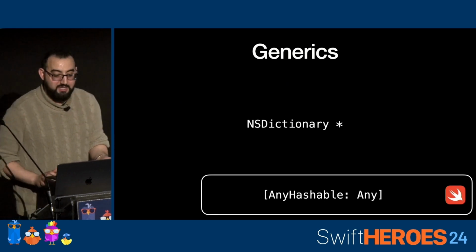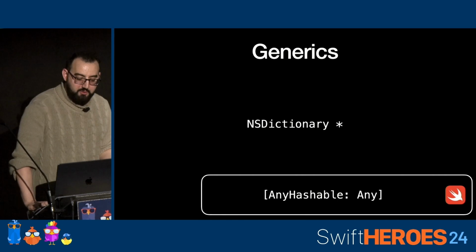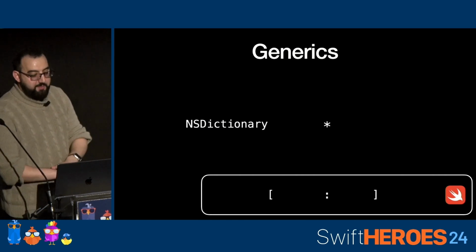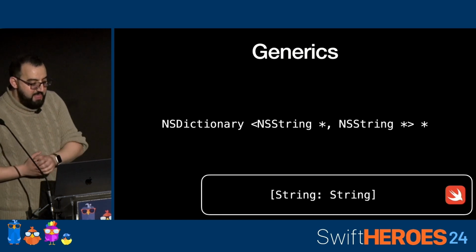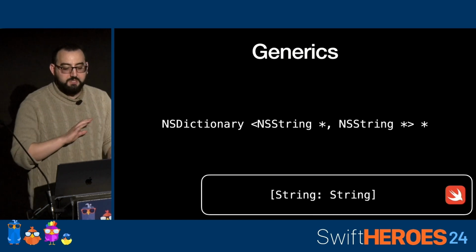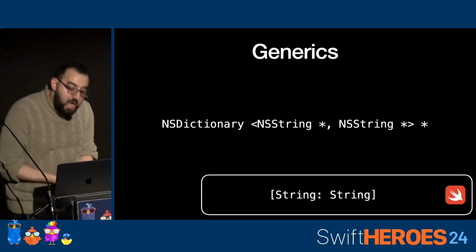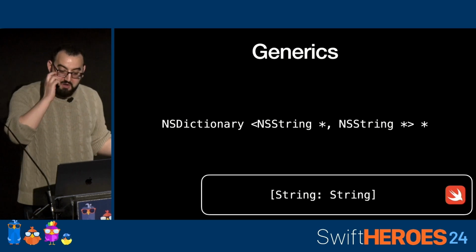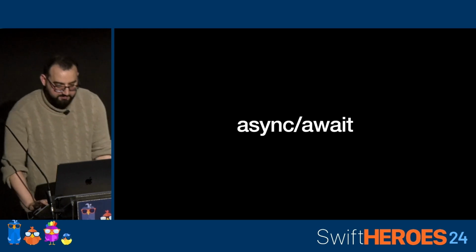Same thing with generics in Objective-C. A normal NSDictionary bridges to a dictionary, which is Hashable for the keys and Any for the values, but you can specify your key and value types in Objective-C, and it'll bridge to the specific type in Swift. But under the hood, you can just do whatever you want with that Objective-C dictionary, and it's up to you to keep those guidelines and not ignore the compiler warnings.